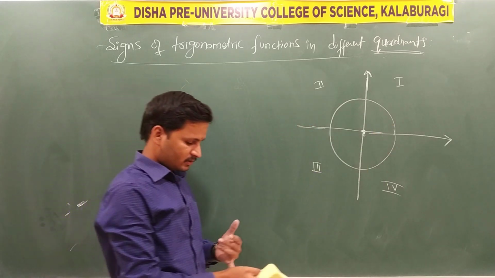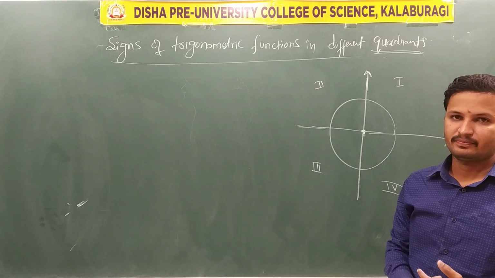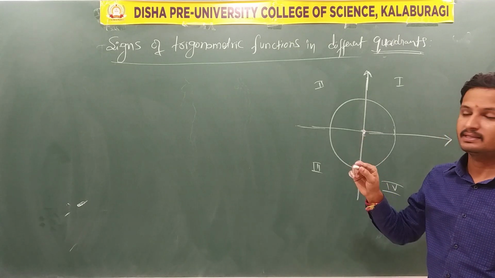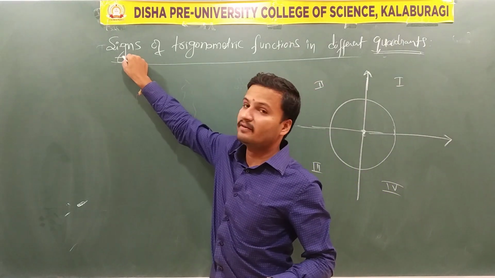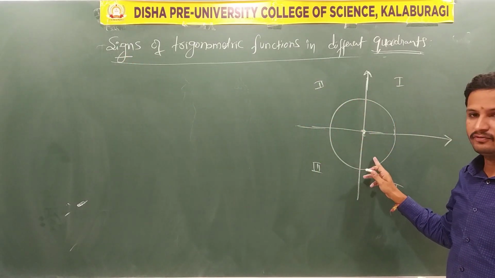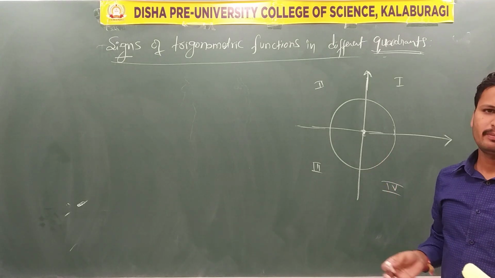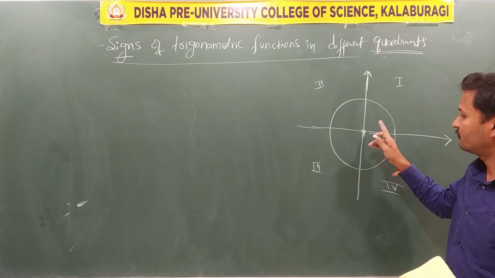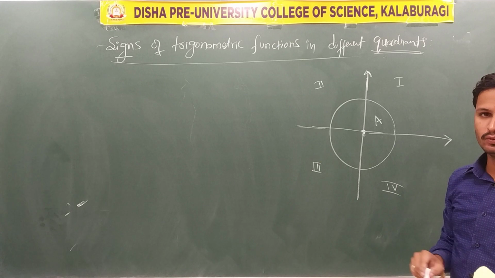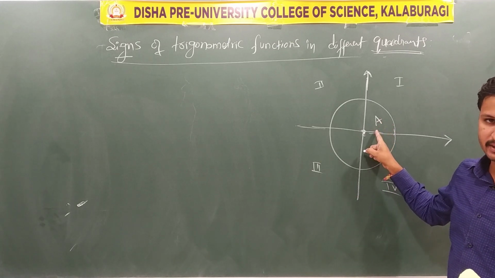So what are the signs of trigonometric functions in different quadrants? So what is the sign of the sine function in first quadrant, second quadrant, third quadrant, and fourth quadrant? Generally, all trigonometric functions are positive in first quadrant. This is first quadrant. All trigonometric functions are positive.